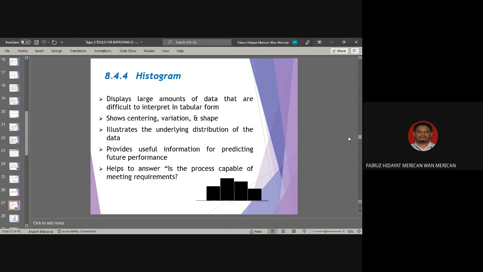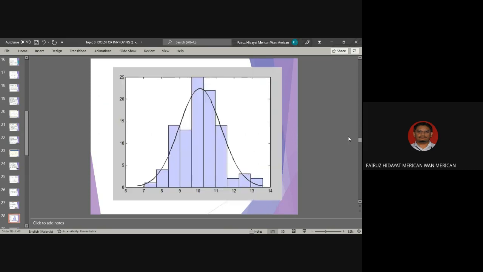And a histogram also helps to answer, is the process capable of meeting the requirements? So whatever is being measured, based on the results of the histogram, it can help the management or the company to determine whether the current process is able to meet the quality requirements or whether it's able to meet the customer requirements. Okay? So that can be determined by the histogram. Okay, so we have this illustration of the histograms, although they don't give any examples of situations or companies.